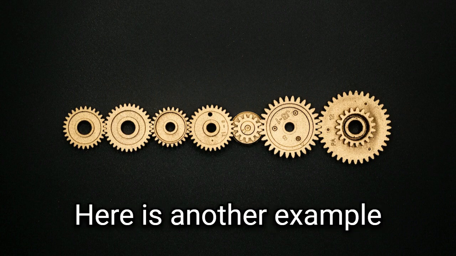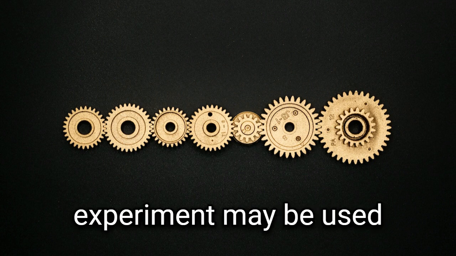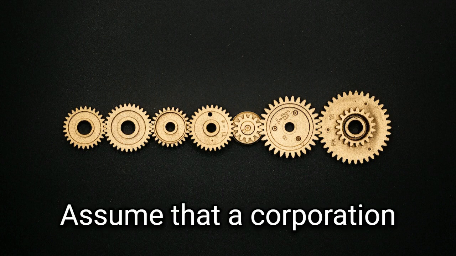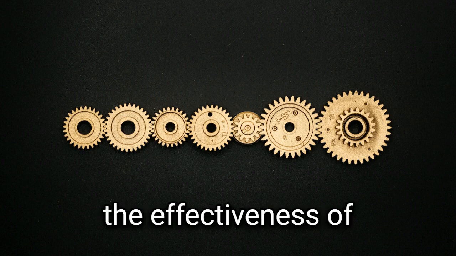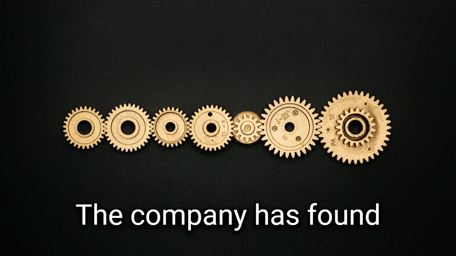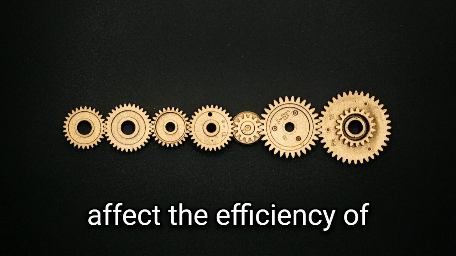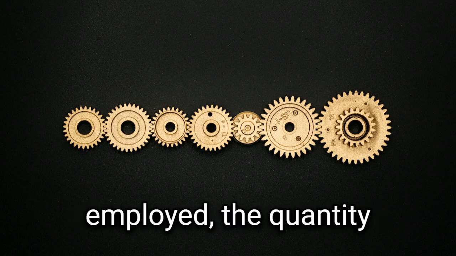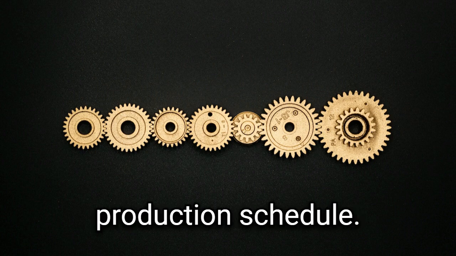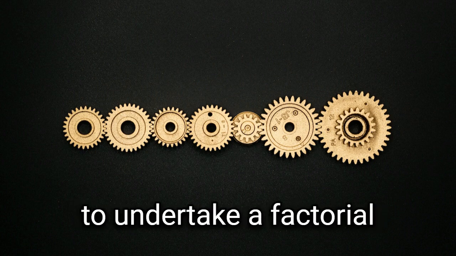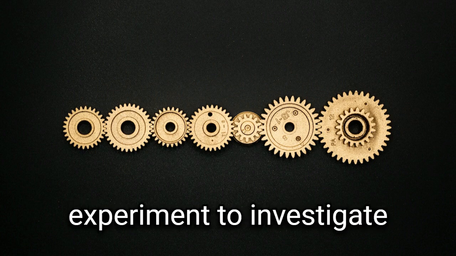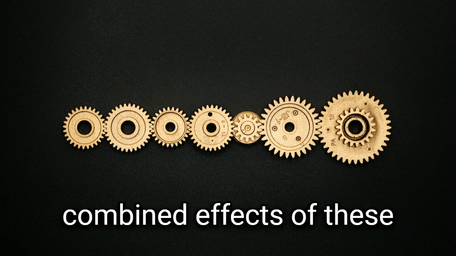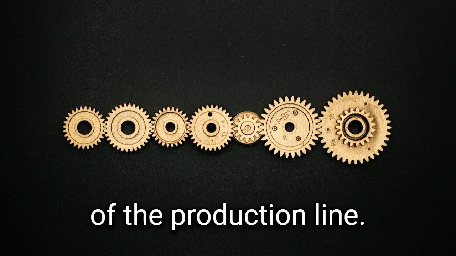Here is another example of how a factorial experiment may be used to improve a process. Assume that a corporation desires to enhance the effectiveness of its assembly line. The company has found various elements that may affect the efficiency of the assembly line, such as the type of equipment employed, the quantity of personnel, and the production schedule. The corporation chooses to undertake a factorial experiment to investigate the individual and combined effects of these factors on the efficiency of the production line.